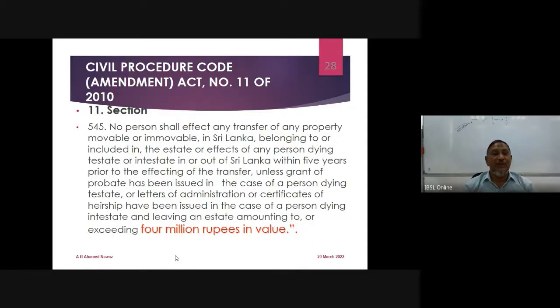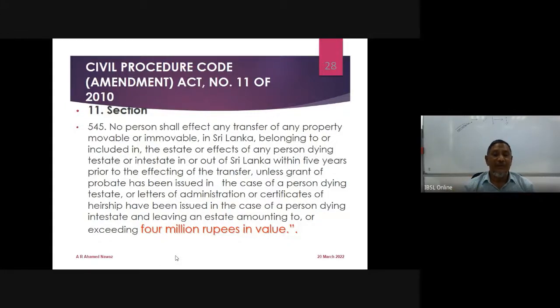Next comes the Civil Procedure Code Amendment Act number 11 of 2008, Section 11, where Section 545 is given. No person shall effect any transfer of any property, movable or immovable, in Sri Lanka, belonging to or included in the estate or effects of any person dying, testate or intestate, in or out of Sri Lanka, within 5 years prior to the transfer, unless a grant of probate has been issued in the case of a person dying testate, or letters of administration or a certificate of heirship have been issued in the case of a person dying intestate, and leaving an estate amounting to or exceeding 4 million rupees in value.